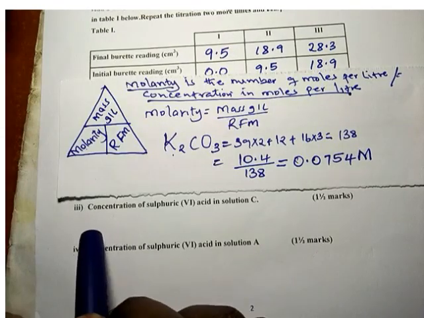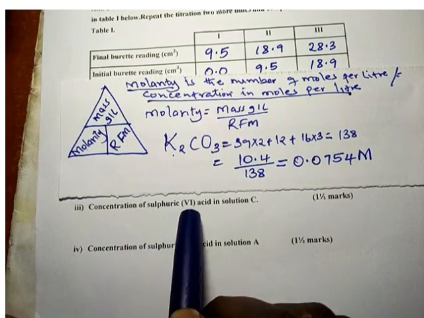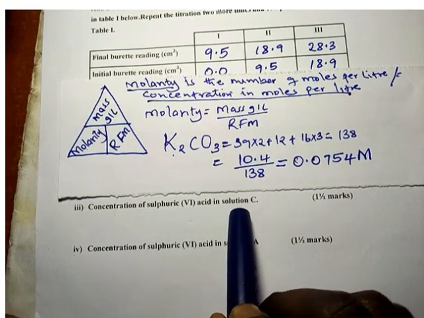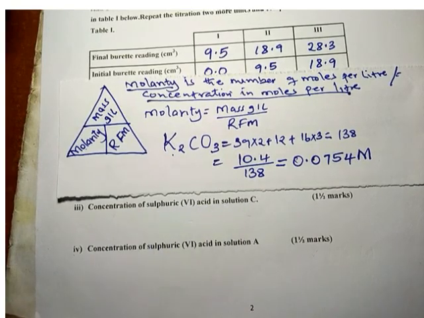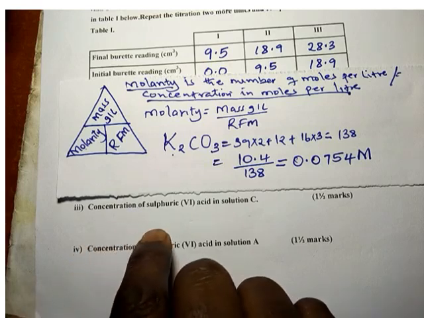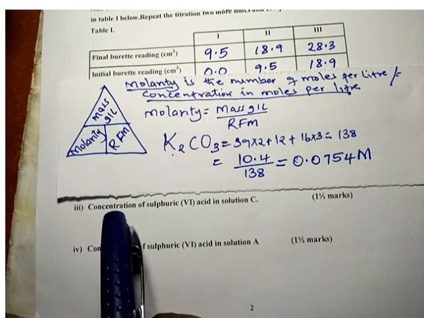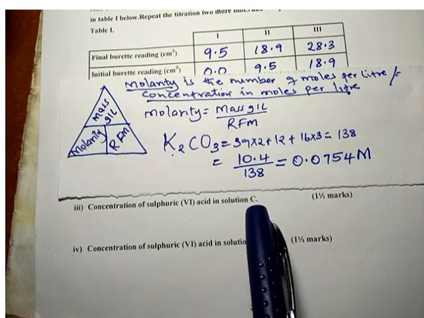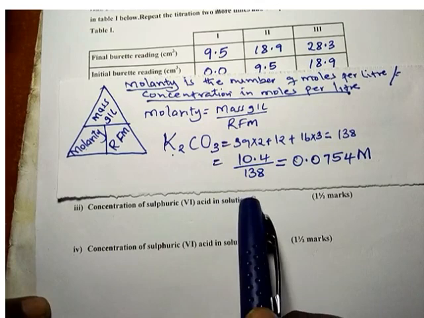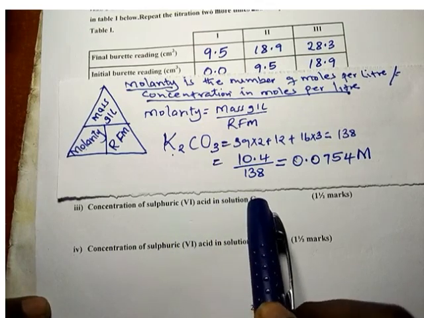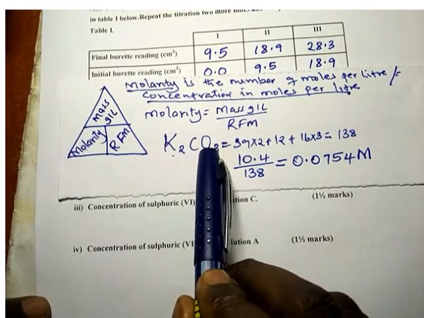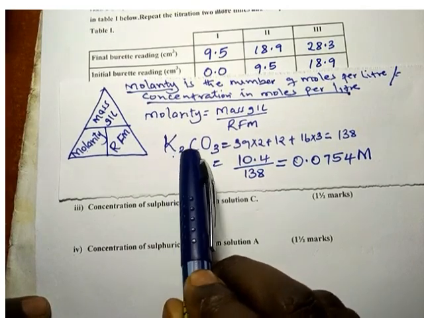Question 3. Calculate the concentration of sulfuric acid in solution C. In other words, what is missing here? Concentration is in moles per liter. That's very important information that is missing here. So calculate the molarity of solution C. How do we get the molarity of solution C? First, we know solution C reacts with potassium carbonate. We have already found the molarity of potassium carbonate.